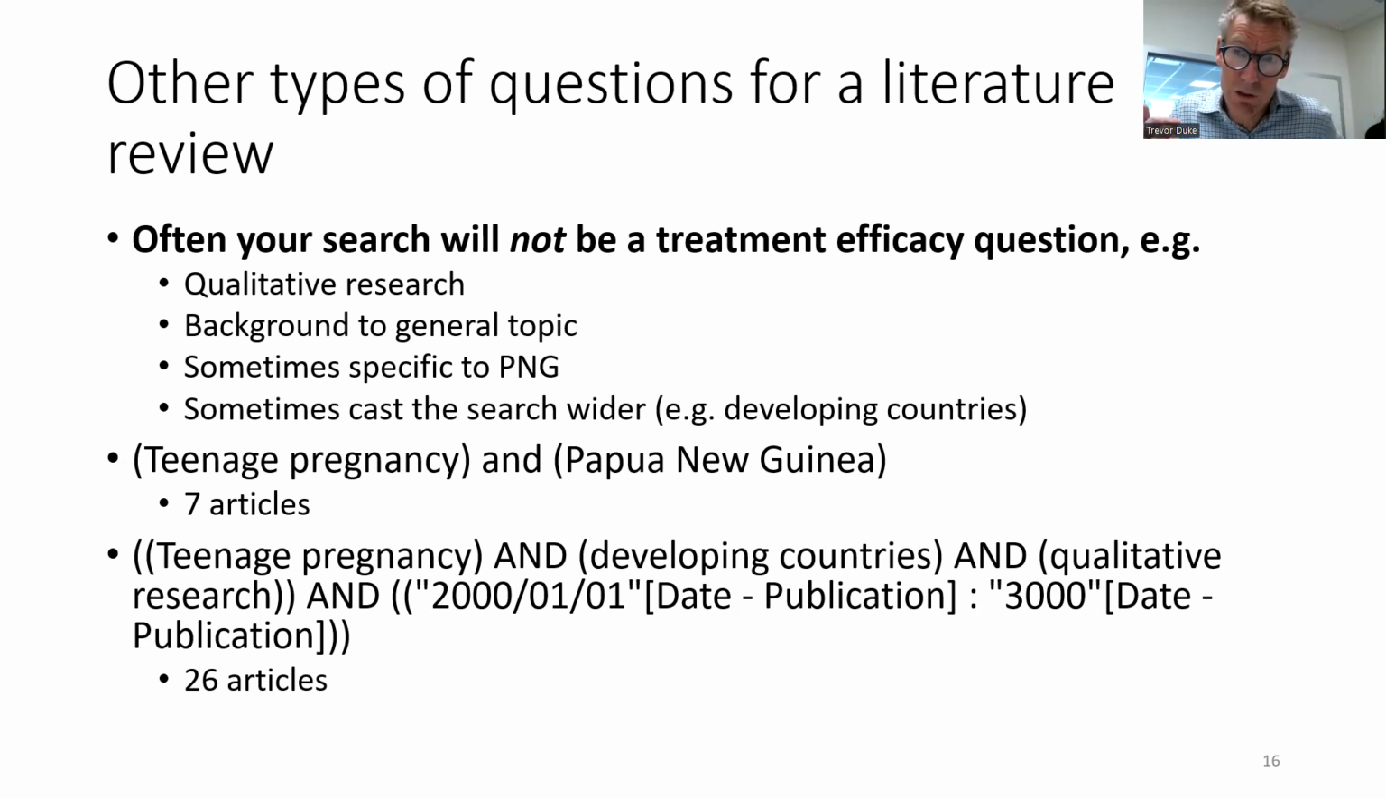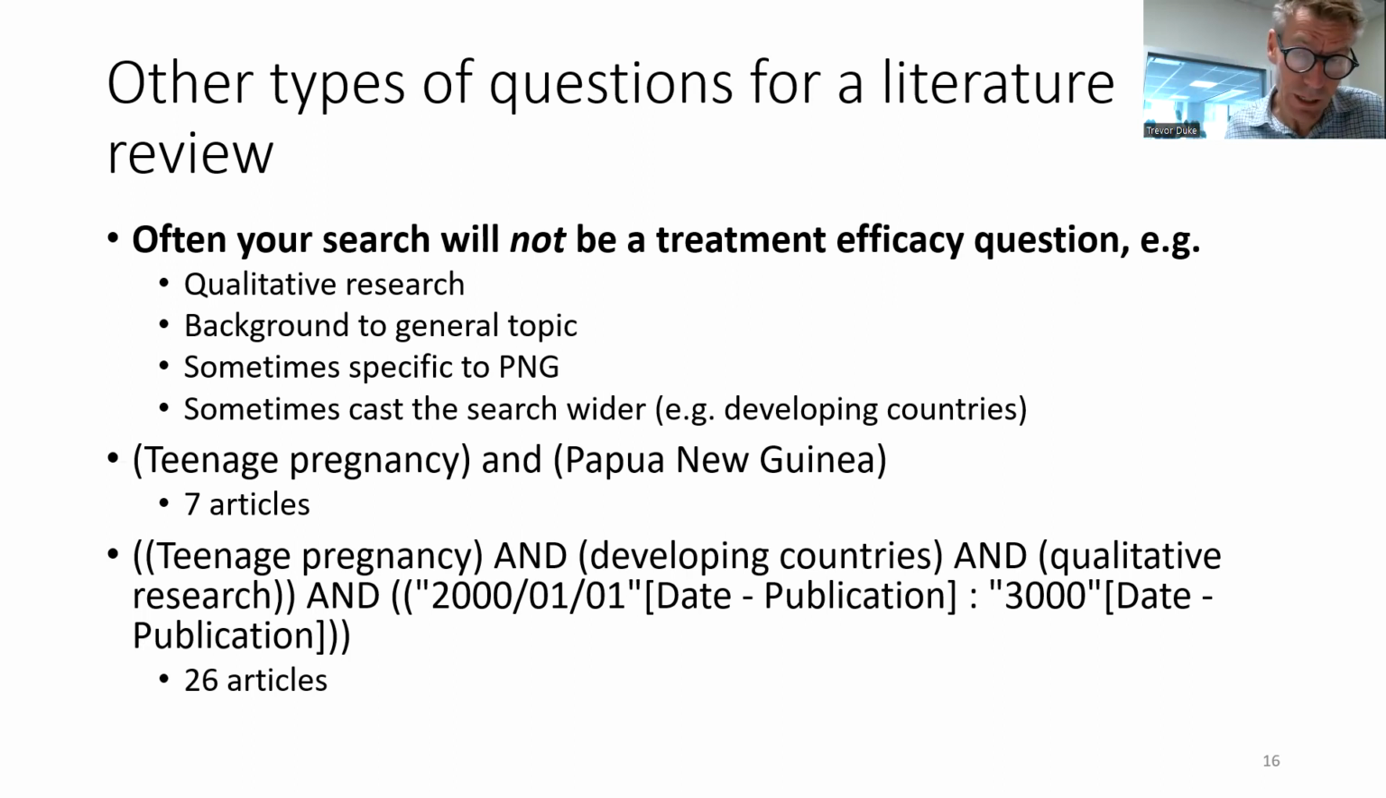And sometimes you'll want to do a search that's quite specific to Papua New Guinea or to wherever you're working. And sometimes you'll want to cast a wider net, so to all developing countries, for example, or even globally, to see what research has been done in middle and high income countries elsewhere. So whether your search is very focused or rather broader depends on how many papers you want to entrain, how relevant research is when it's done in other similar countries to Papua New Guinea, etc. So you need to consider the relevance.